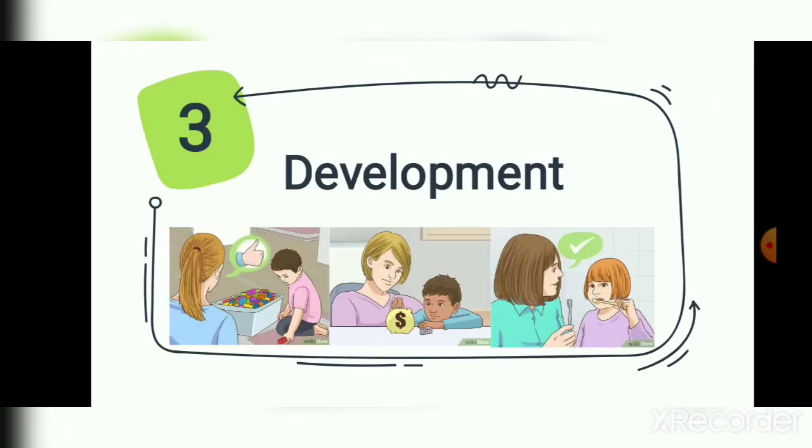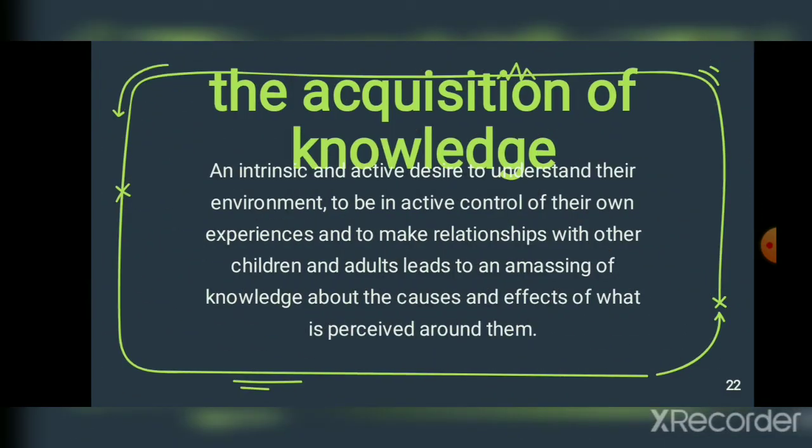Development. The acquisition of knowledge. An intrinsic and active desire to understand their environment, to be in active control of their own experiences, and to make relationship with other children and adults leads to an amassing of knowledge about the causes and effects of what is perceived around them.